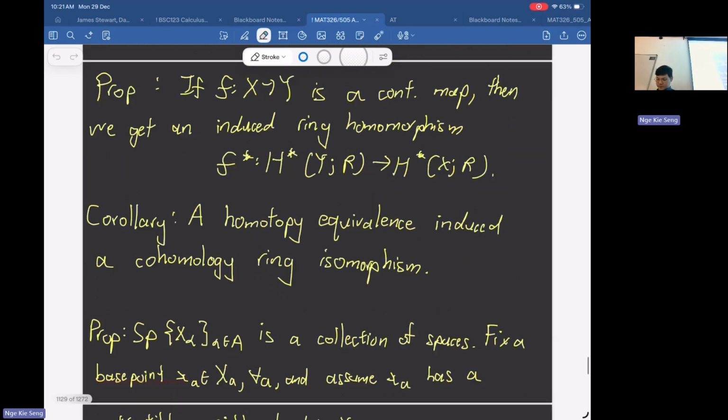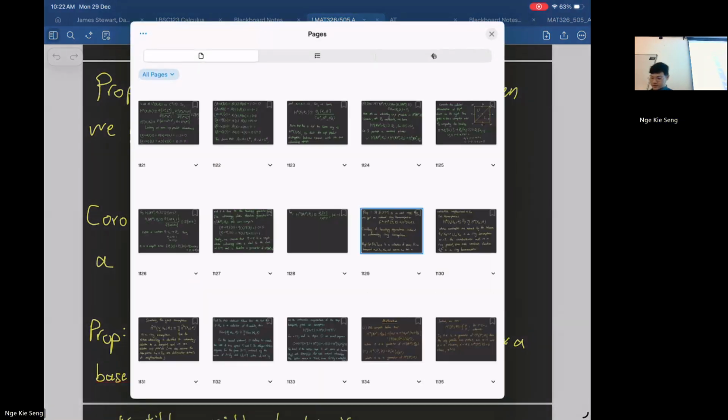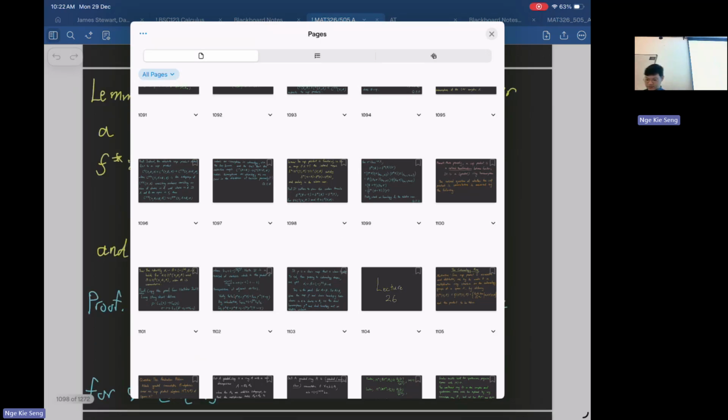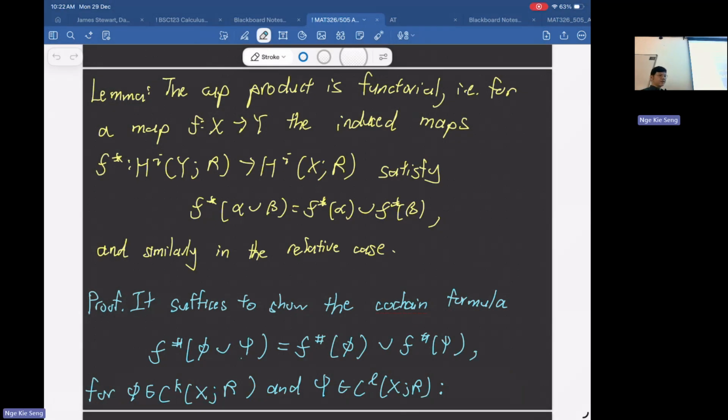Maybe this proof is not hard. Is it hard? What do we need to show this is a ring homomorphism? F star of A cap B equals F star A cap F star B. I think this is what we showed last time, right? I think we showed this. This is what you need.